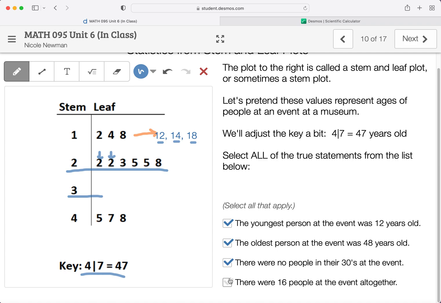There were 16 people at the event altogether. Well, let's see. We know the people from the leaves. So we would have had 3 people that were 12, 14, and 18. There's 3 people there. So 4, 5, 6, 7, 8, 9, 10, 11, 12. This isn't true. It should be 12. We only have 12 leaves in this case. So don't check that bottom one, just the other 3.